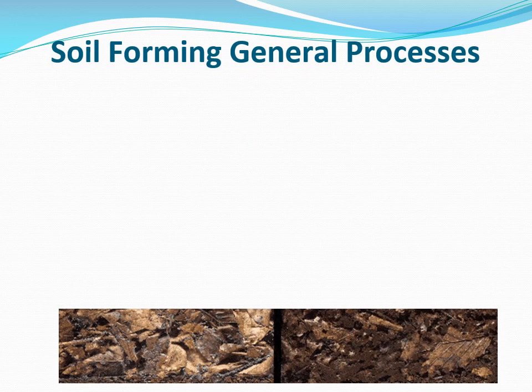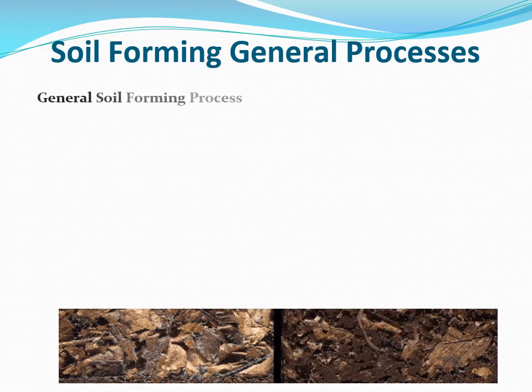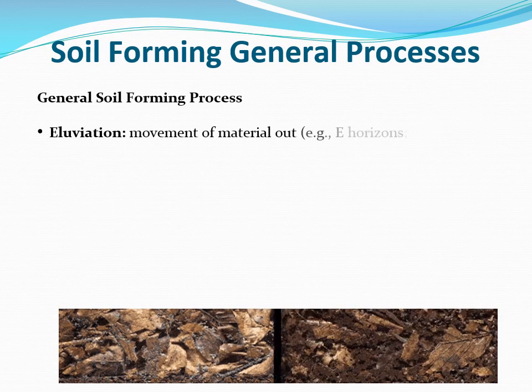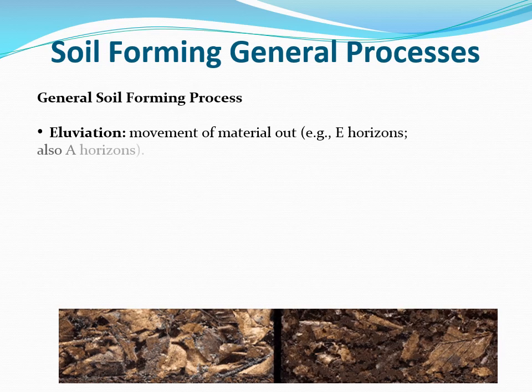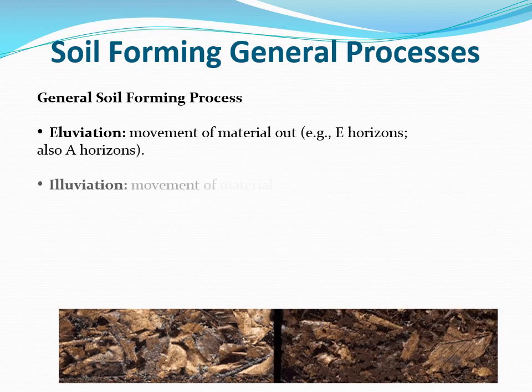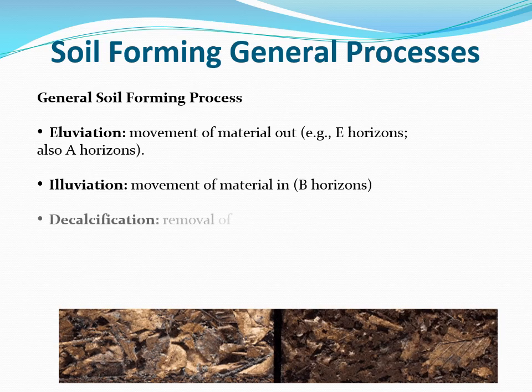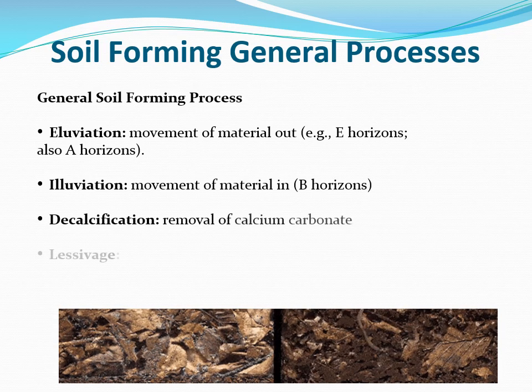Now we are going to learn about the general process of soil formation. First step is eluviation, where you can see the movement of matter in horizon A, which is also known as E horizon. Second comes illuviation, where the movement happens in B horizon.